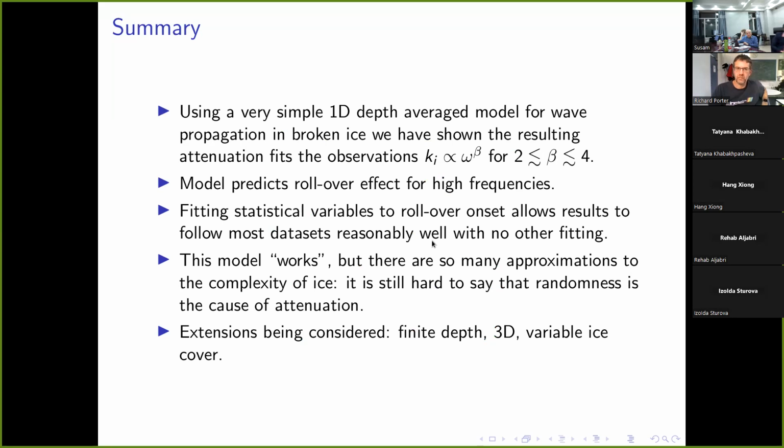We've had to do some statistical parameter fitting because we don't know what sigma and lambda are, but we've just done this once for each data set. So we haven't really tried to overfit parameters. I say that this model works, but you might be thinking, well, this is great, everything's fixed. There are so many approximations that we've made here, and so many things that we've not done, that it's difficult to say, even if this is still the right way of thinking about it, that is to say randomness is the cause of attenuation, it still might be that it's a physical damping mechanism, and this is just rubbish.